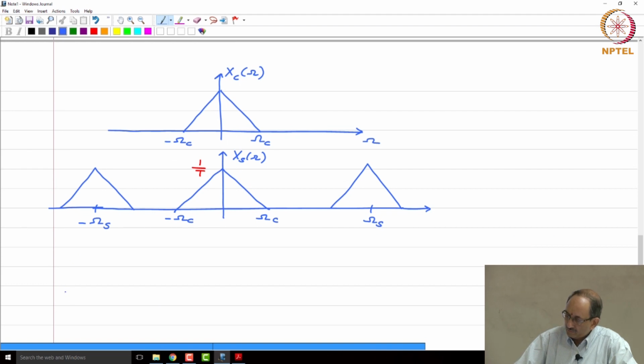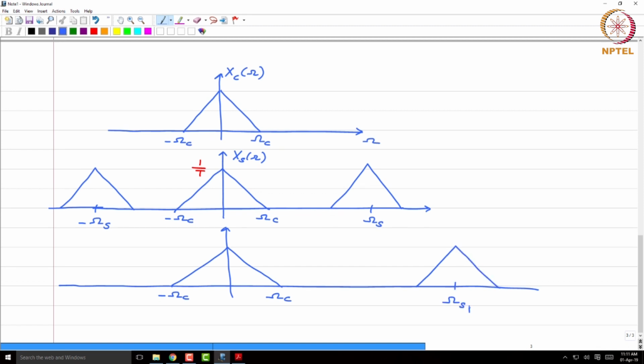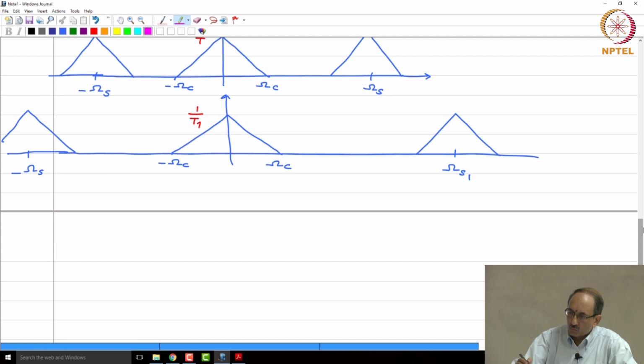And hence if you now have another sampling frequency, and suppose this sampling frequency is omega s1, and suppose it is larger than omega s, then the periodic repetition will occur later. So, this will be minus omega s1 and this of course will be 1 over T1. So, the amplitude scale factor goes up, the repetitions occur later. Again, these are not to scale, I have shown them by the same height, but what is really meant is the heights are also different.